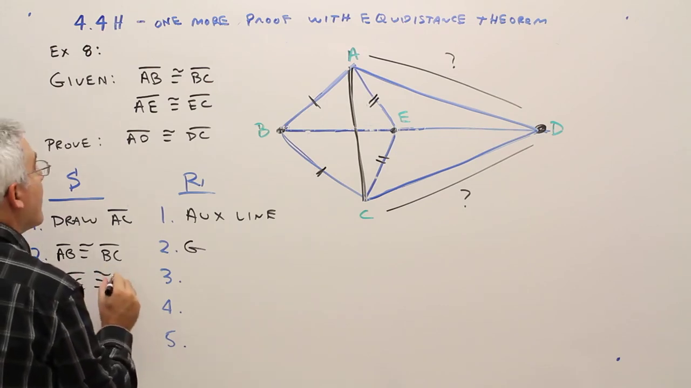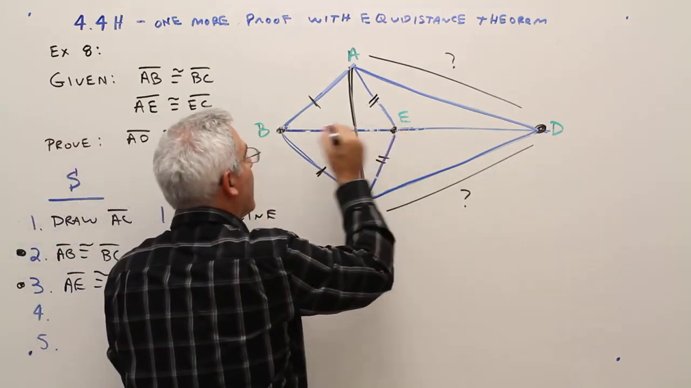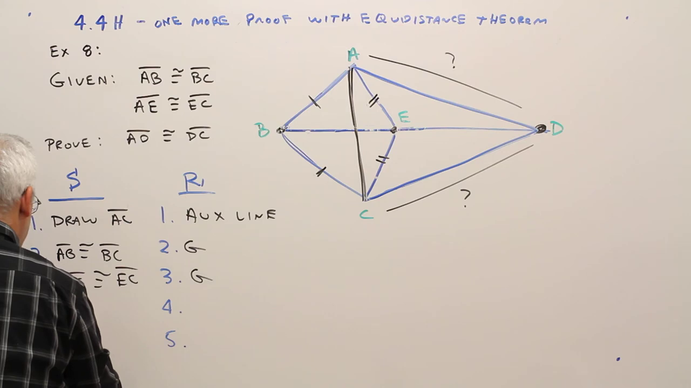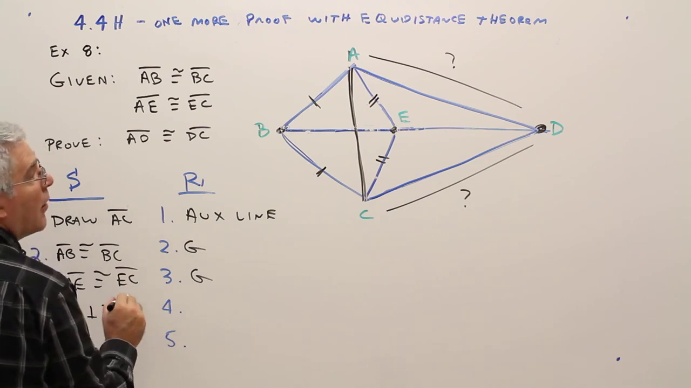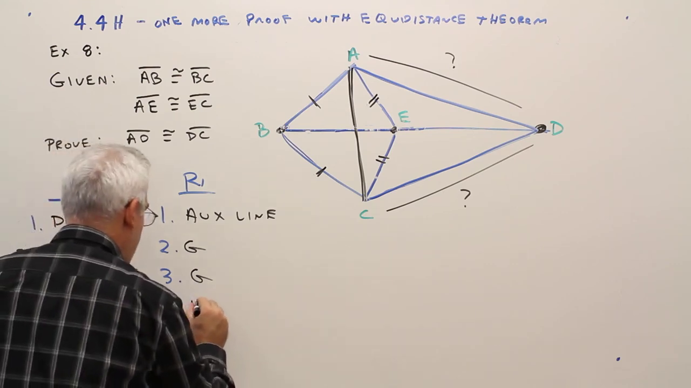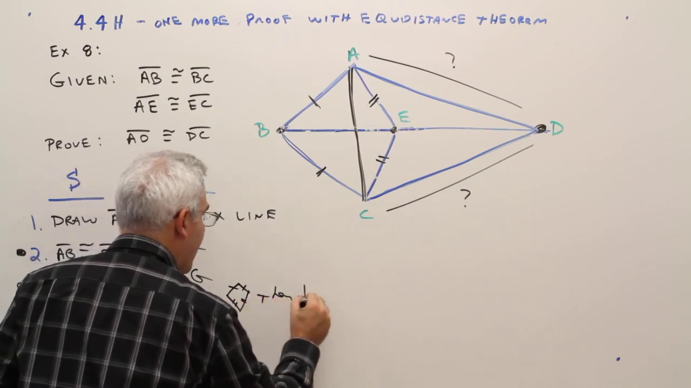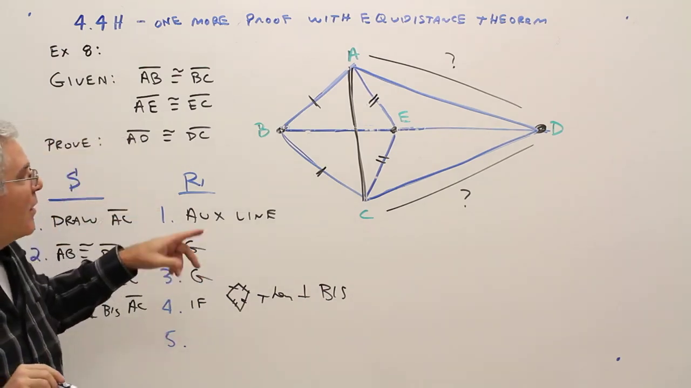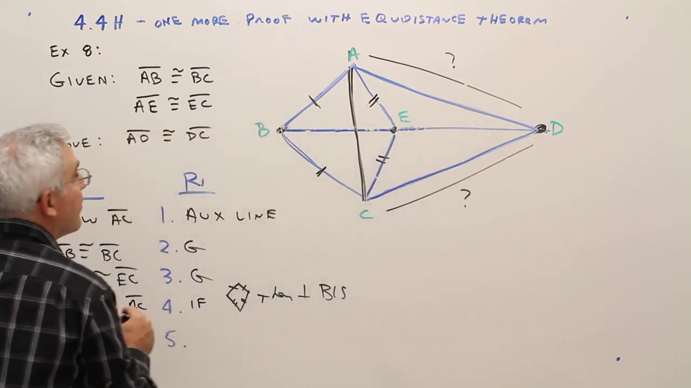AE is congruent to EC, that was given. That's another equidistant point. Once I get that, then I can go to perpendicular bisector. So I can say BE, perpendicular bisector, of, I'll just say line BE, of AC. If kite thing, then perpendicular bisector thing. And now once I've established that point D is in fact on that perpendicular bisector, it will be equidistant. I'm done.